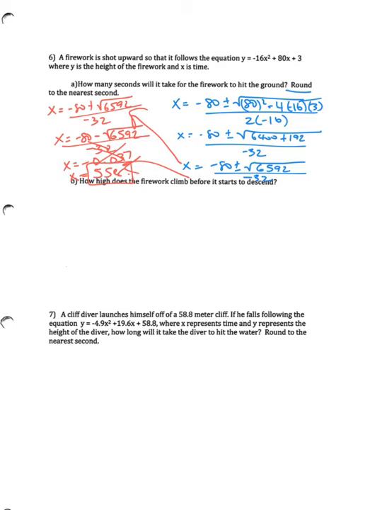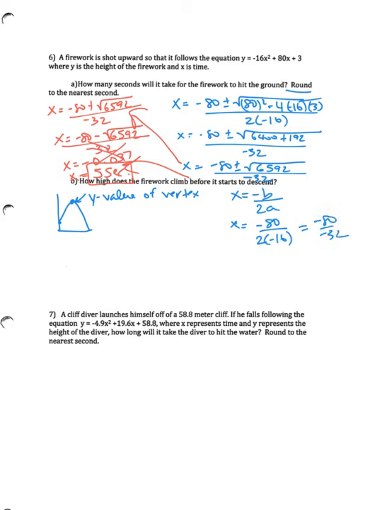Okay, part B says, how high does the firework climb before it starts to descend? So how high does it climb is here, the highest point. That's the y value of the vertex. Remember that your steps for finding the vertex y value are first find the axis of symmetry, x equals negative b over 2a. So x equals negative 80 over 2 times negative 16. So I have negative 80 divided by negative 32, which is going to give us 2.5. That's the x value. I need to plug that in to get the y value of the vertex.